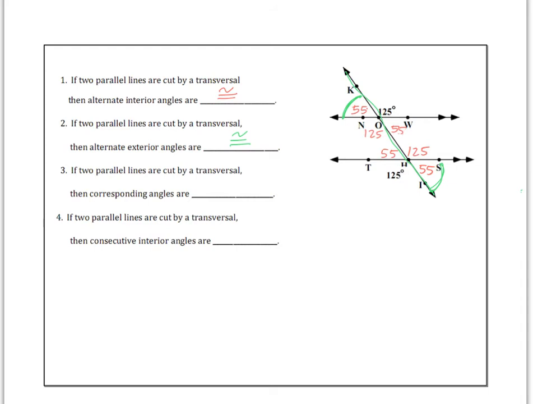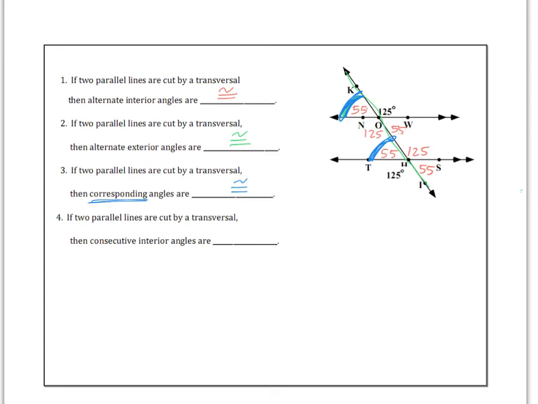Number 3, if two parallel lines are cut by a transversal, then corresponding angles are, so corresponding angles are like the blue ones I'm going to draw in. So this 55 and this 55. They're in similar spots when you look at them on the picture. They're both on the top left corner, and they will also be congruent. So corresponding angles will be congruent if the lines are parallel.